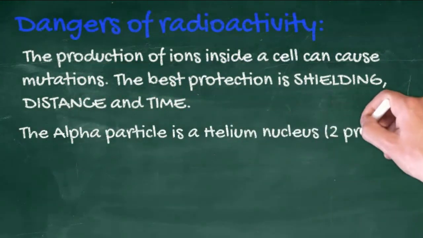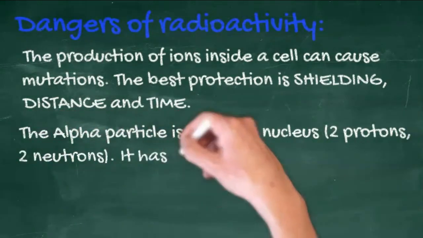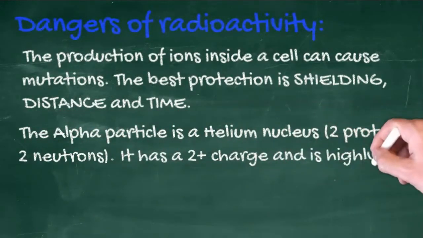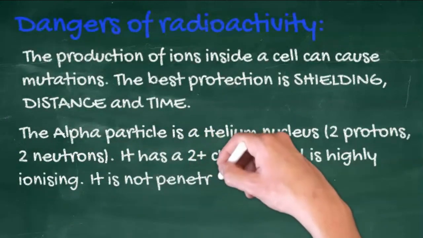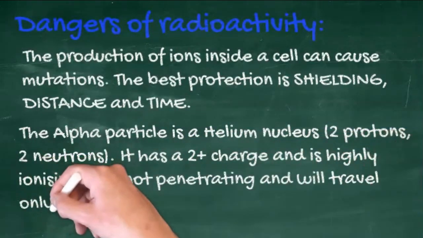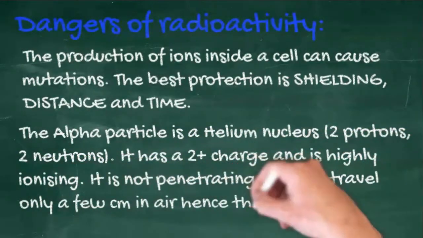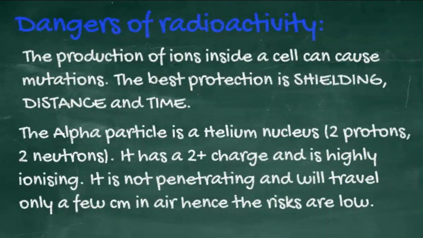The alpha particle is a helium nucleus with 2 protons and 2 neutrons. It has a 2+ charge and is highly ionizing. It is not penetrating and will travel only a few centimeters in air. Hence, the risk is low.